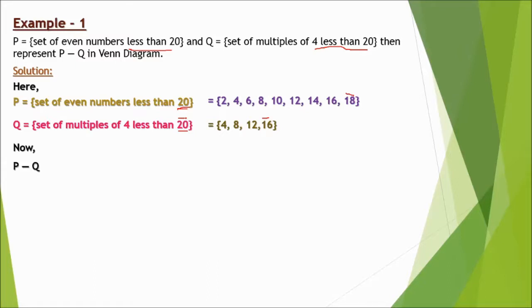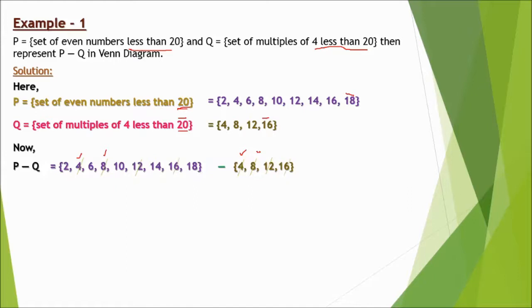Now first we have to write the elements of P. In this way you have to write the elements of P: 2, 4, 6, 8, 10. Now write the difference sign, the difference operator, and Q. So you have to write in this way, and then you have to cancel the common elements. Okay, it is the process. Let's see, the first 4 will be cancelled, isn't it? 4 is cancelled. You can see clearly 4 is cancelled. And next, 8 is cancelled. And 12 will be cancelled. And 16 will be cancelled.